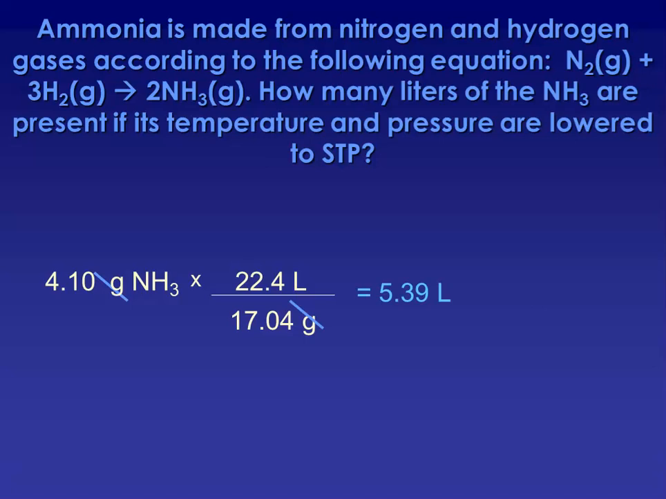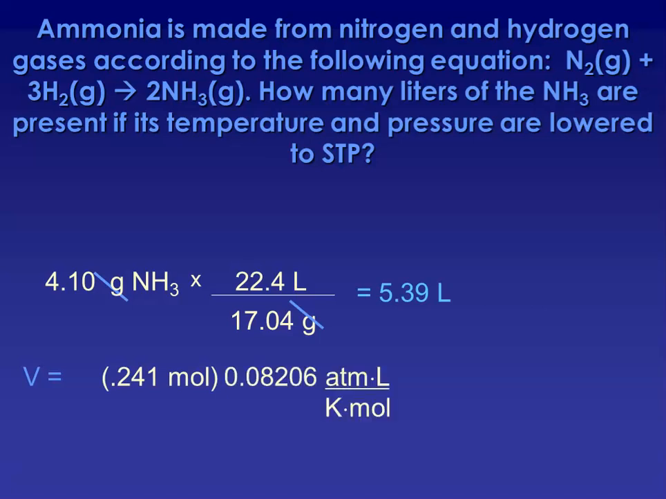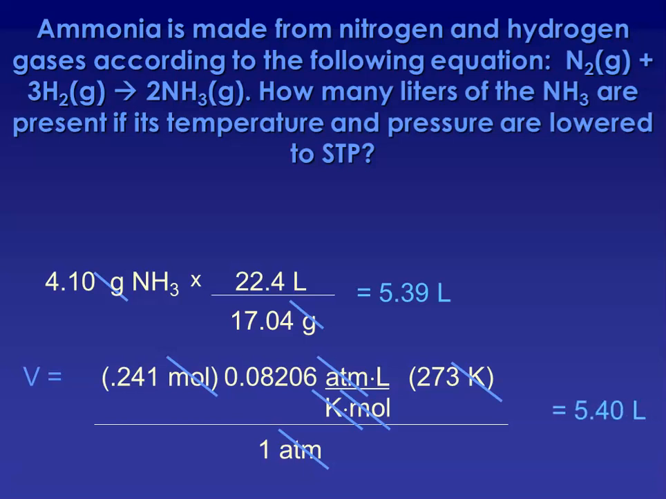If you had used the ideal gas law to solve for volume, we would have taken those grams of ammonia and converted them into moles, multiplied that by our constant and our Kelvin temperature, and divided all of that by our standard pressure. The atmospheres, the moles, and the Kelvin cancel. When we go through and do our math, we want to have 3 sig figs in our answer, and it's off by 1/100th.